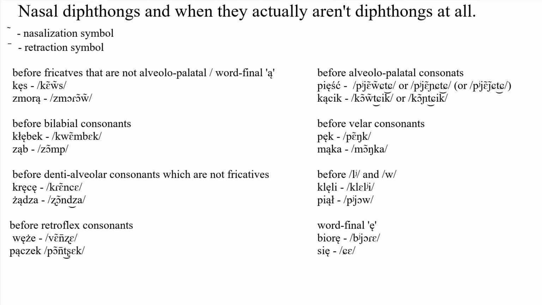The case when they occur before alveolo-palatal consonants is slightly more complicated. These vowels might be pronounced ę and on, as in pięść and kącik. However, they also might be pronounced eń and on, as in pięść and kącik. And pięść might also be pronounced pięść for reasons which we will be talking about later. Before velar consonants, they are eng and on, as in pęk and mąka. Before palatalized la, a la, and wa, they are e and o, as in cleli and pio. And word final ę is pronounced e, as in biorę and się.